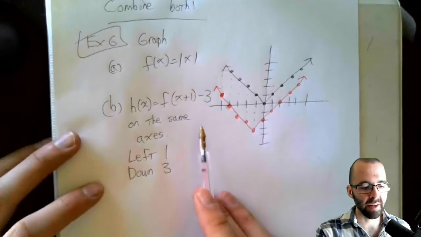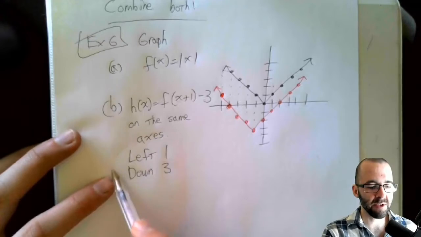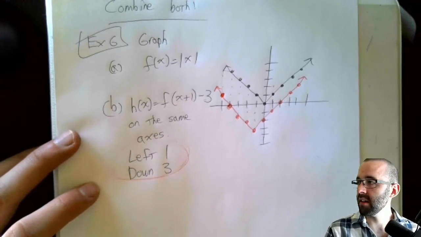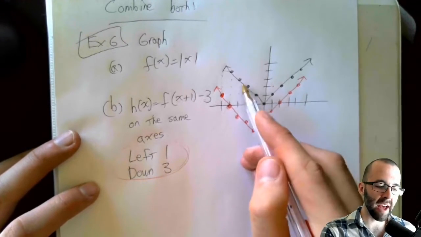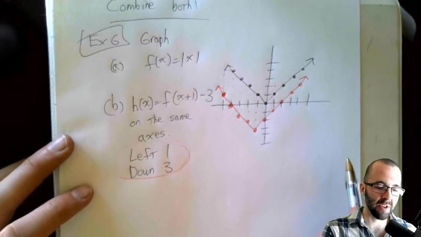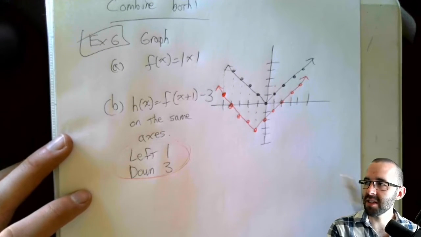So that's what you're doing here. Identify the function transformations. These are very important. And then just do that to every single one of the points on your graph. And it should look pretty similar.